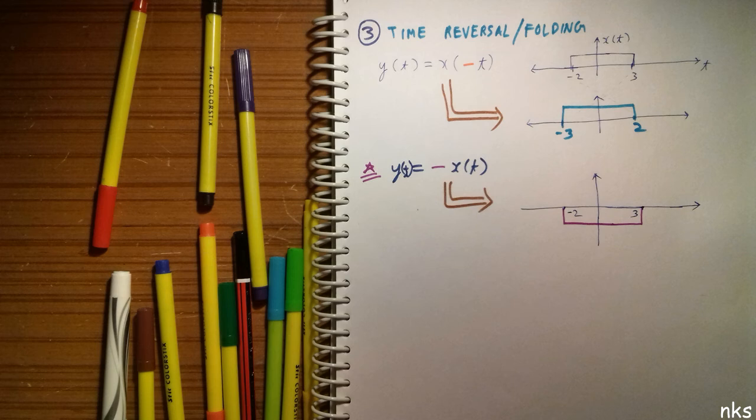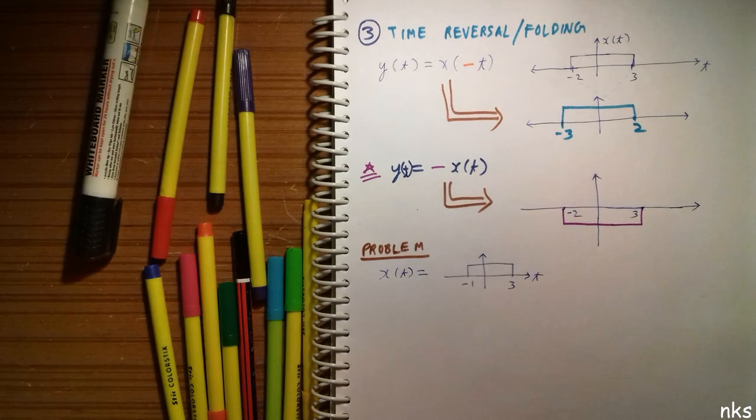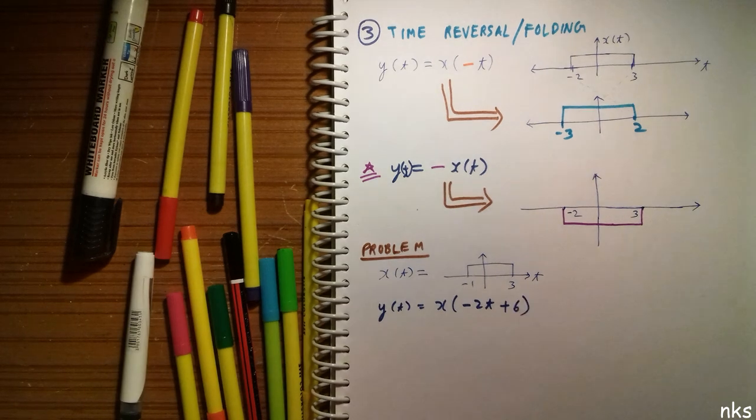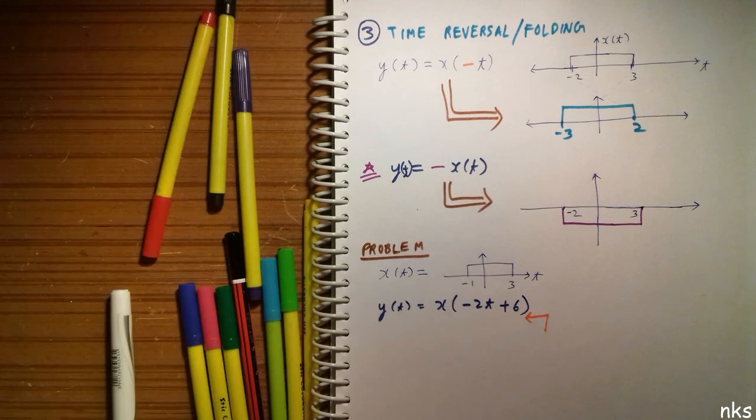So now we will see one problem. X of t is equal to this as shown on the screen. Now we have to perform this operation. Y of t is equal to x of minus 2 into t plus 6. So there are two ways to approach this problem, either from right hand side or from left hand side. For simplicity, I will advise you to go always from right hand side. To go from LHS, I won't discuss that solution in this video. So we will go from RHS.